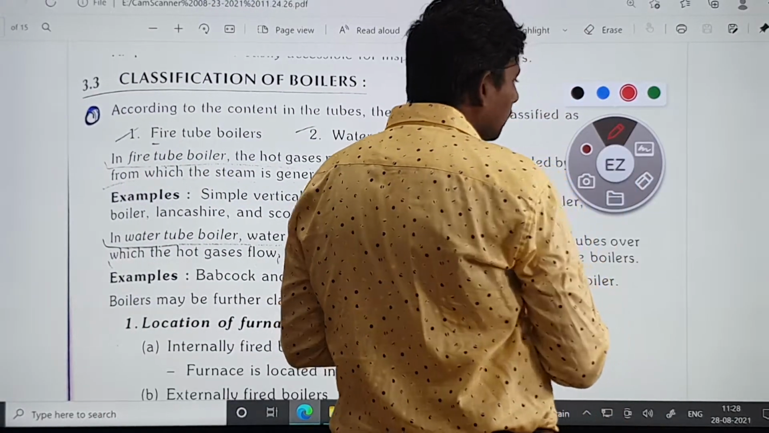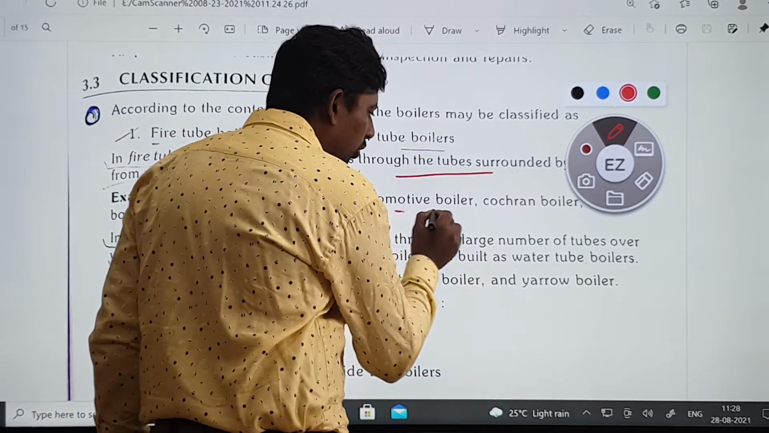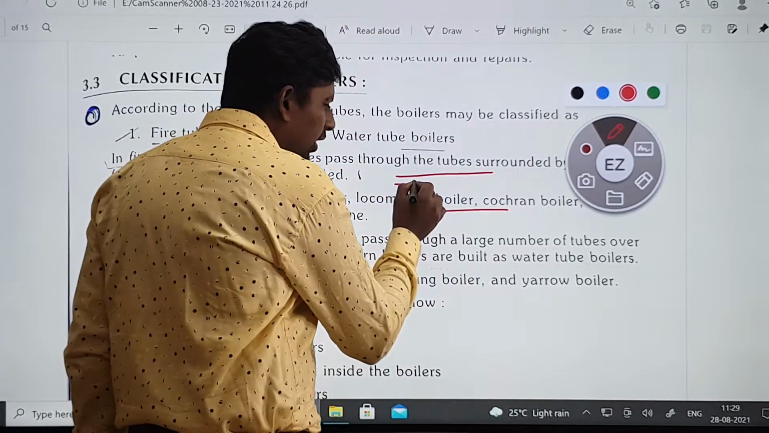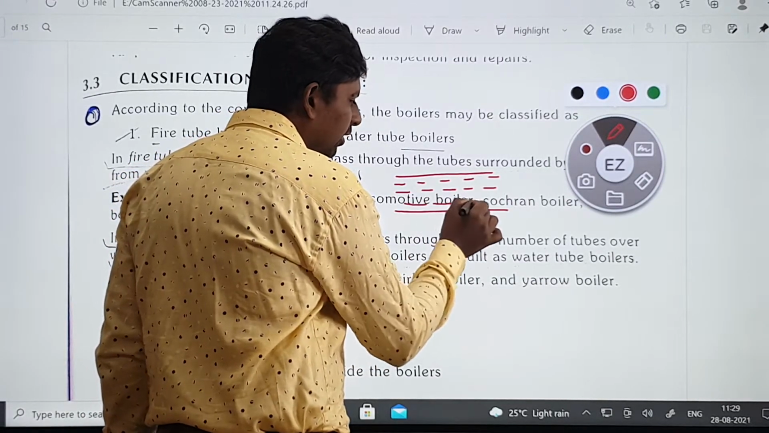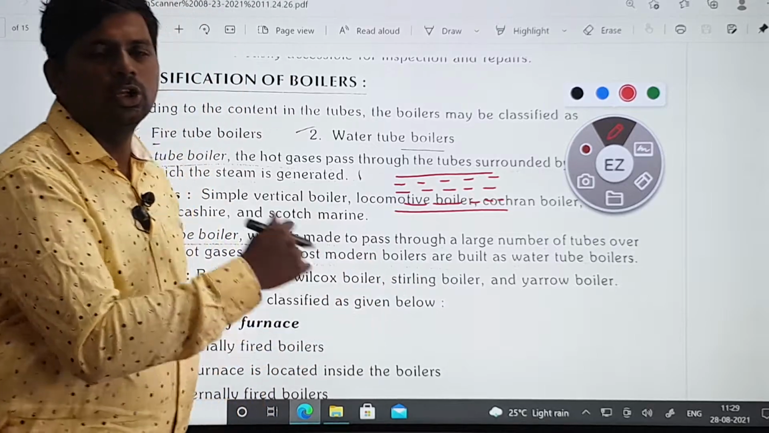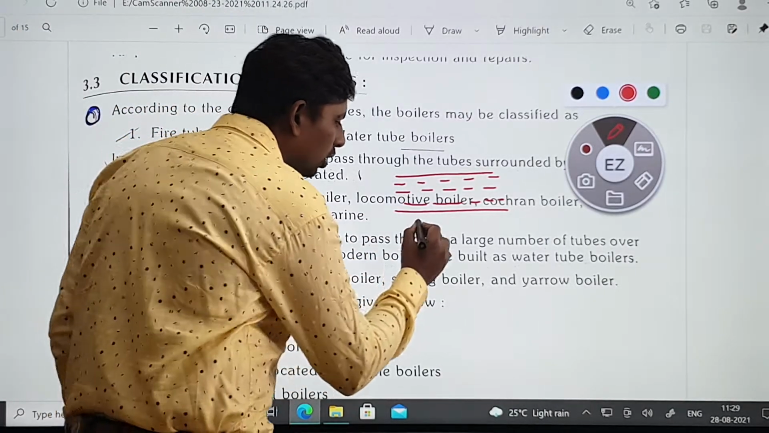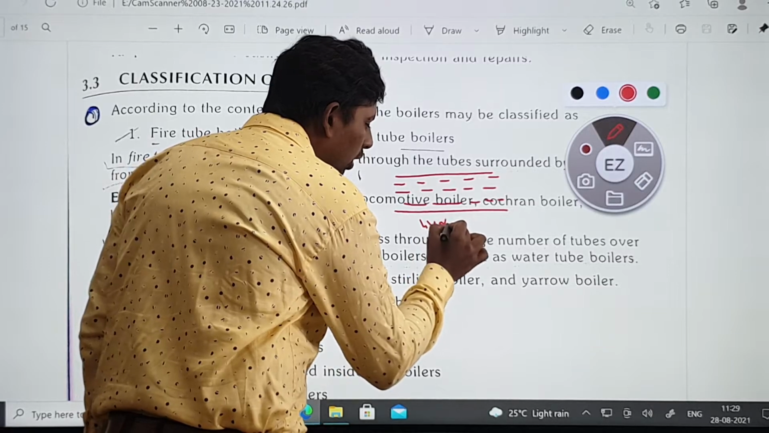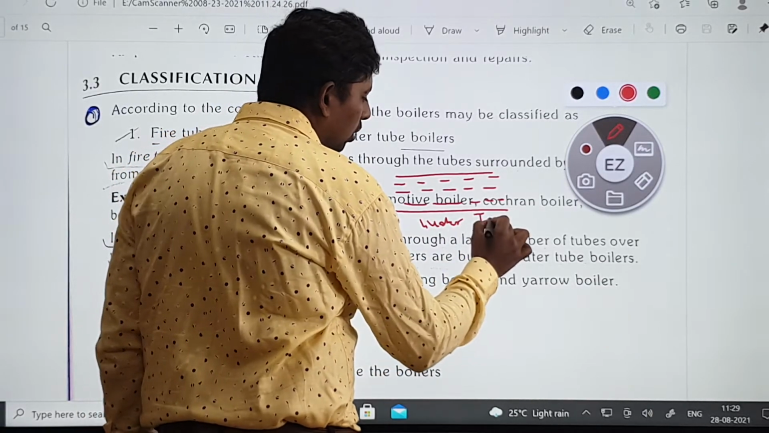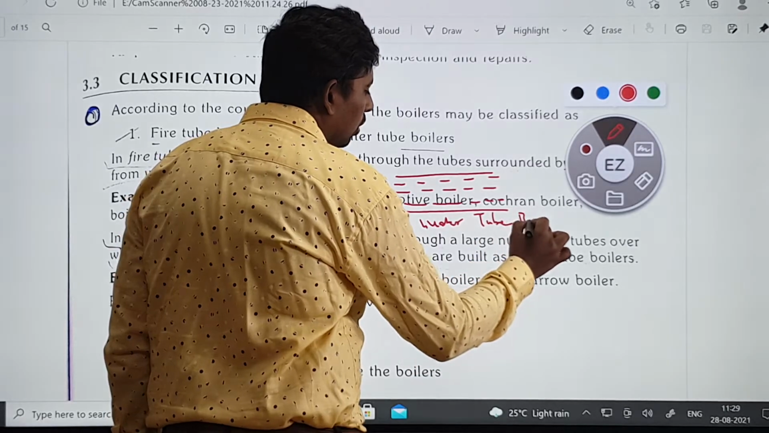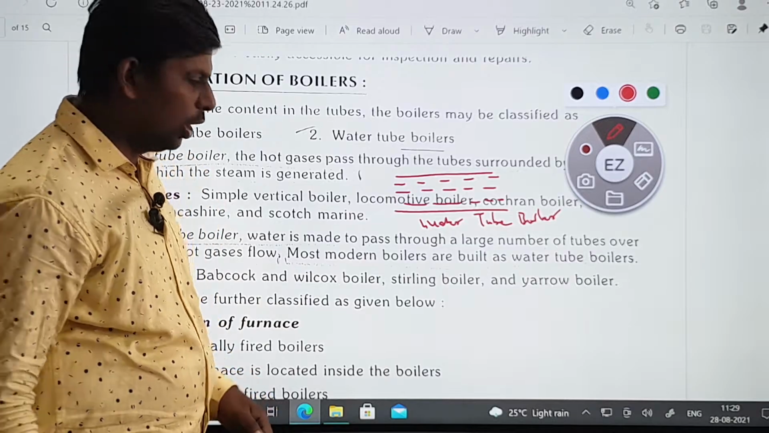See here, suppose this is your tube. Inside the tube, if water is there, that one is known as a water tube boiler.